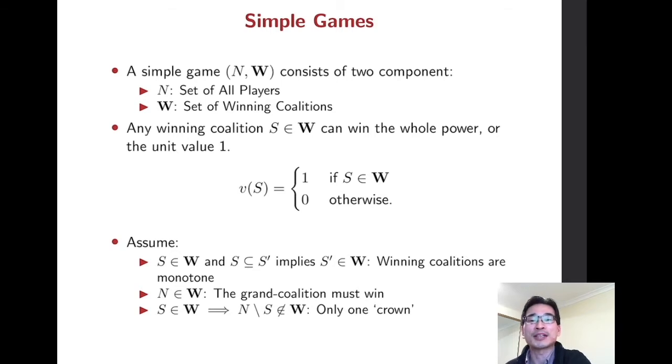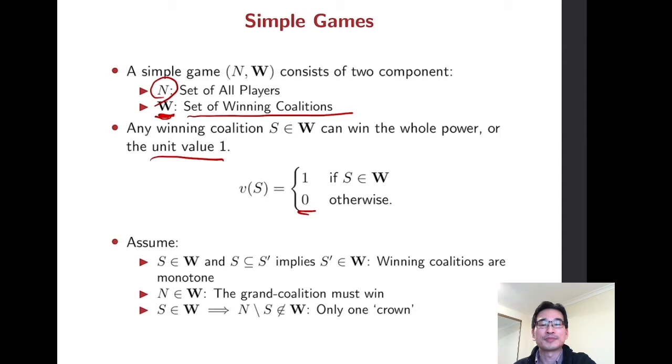A simple game has two components. One is again N, the set of players, and W is the set of all winning coalitions. Any winning coalition can win the whole power, or the unit value 1. Otherwise, they generate nothing. So it's very simple. It's a special class of coalition game, but the value of each coalition is just either 1, a winning coalition, or 0, a losing coalition.